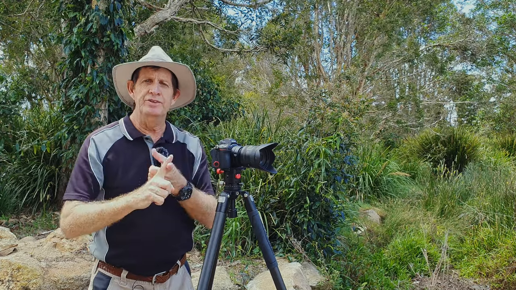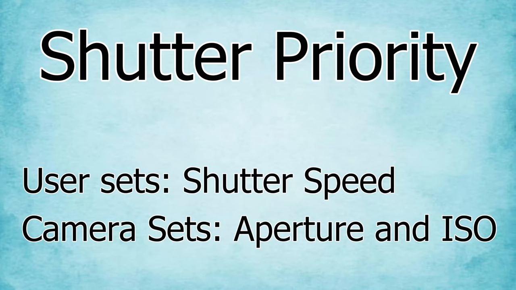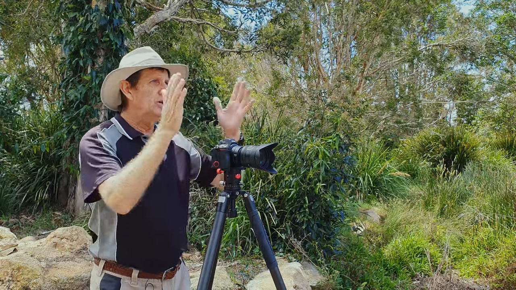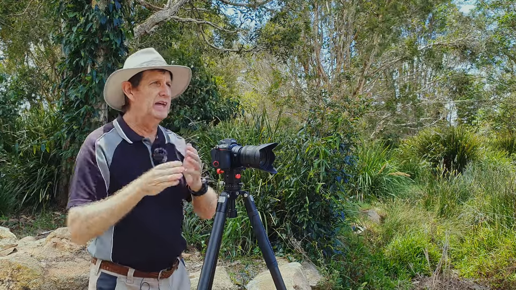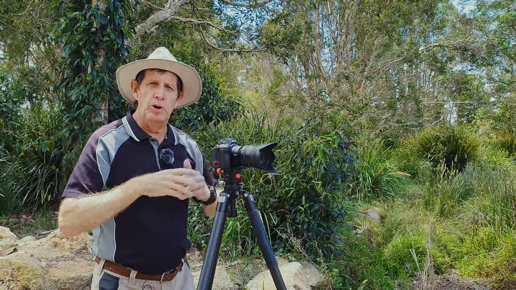Let's start with number one, camera modes. What camera modes should you use? So let's start off with shutter priority. We say, okay, this is where we're going to photograph. We're going to start from here, work to there. I'm going to set for the brightest area here, 1/400th of a second.